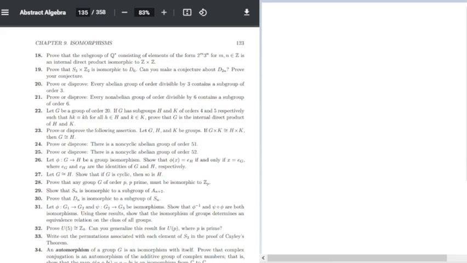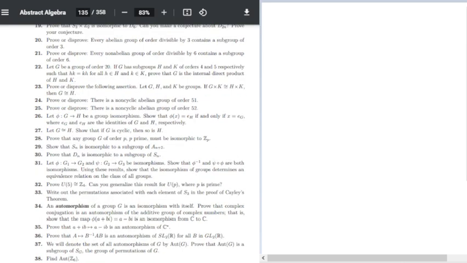All right. So every non-abelian group of order divisible by 6 contains a subgroup of order 6. This is specifically the case of, I think it's A sub 6 or A sub 4. Yeah, A sub 4 is a specific disproof of this. So a group G of order 20, if G has subgroups H and K of order 4 and 5 respectively, such that HK equals KH, then G is the internal direct product of H and K.